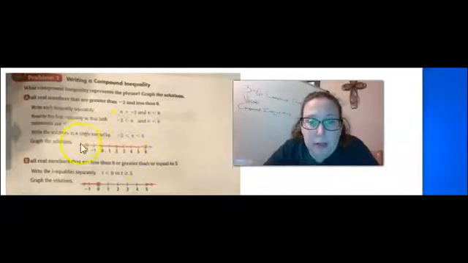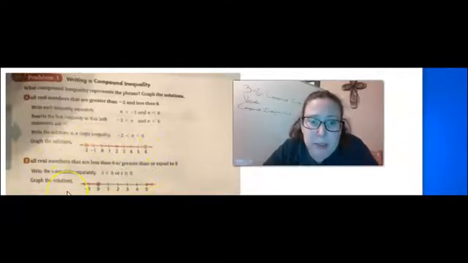You would graph that as it is here. Both need to be open circles because we don't have the "or equals," it's just less than. And you have one open circle on -2, the other one on 6, and then the line in between.